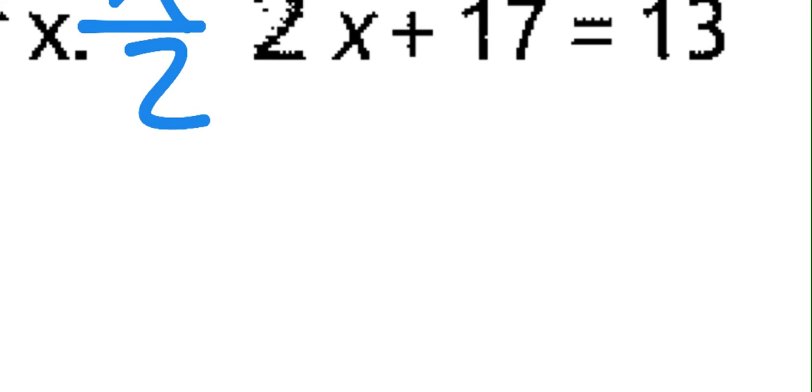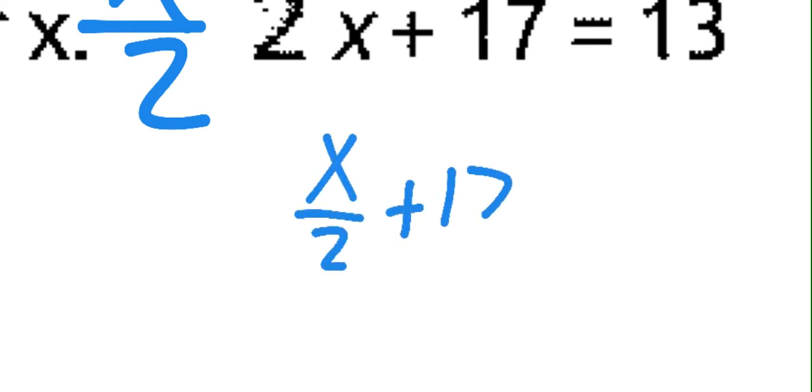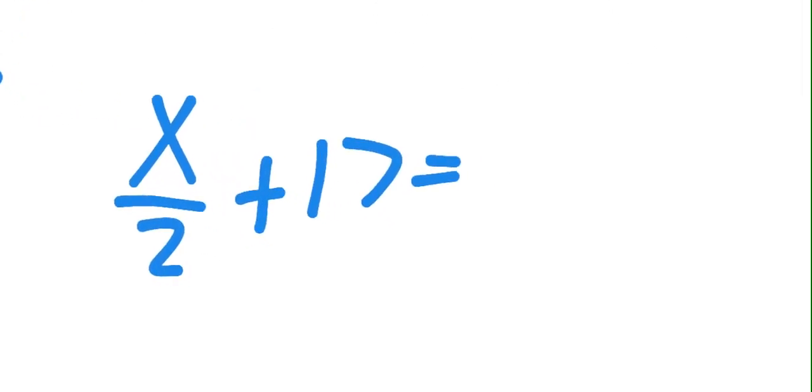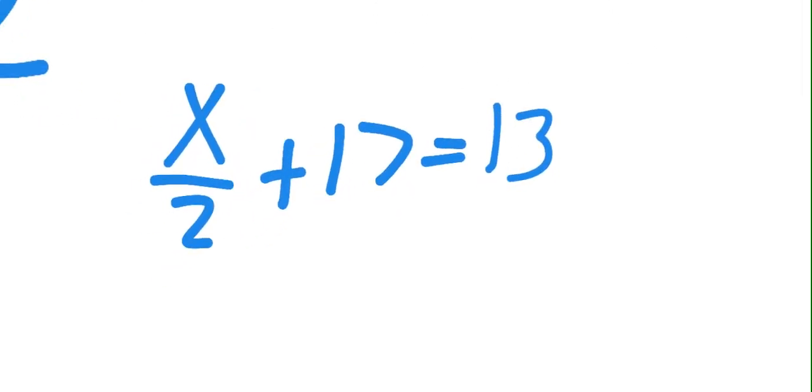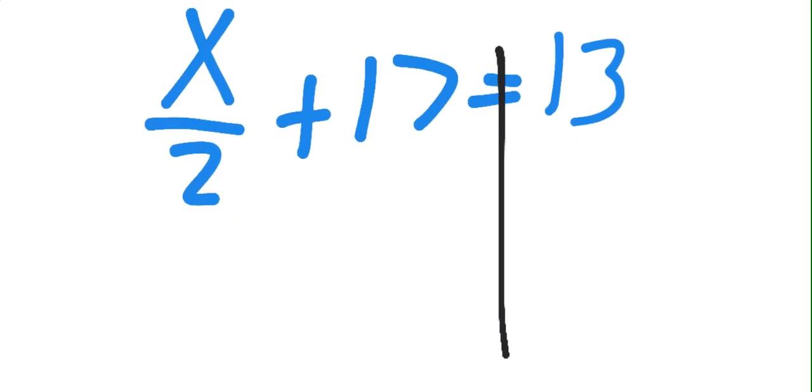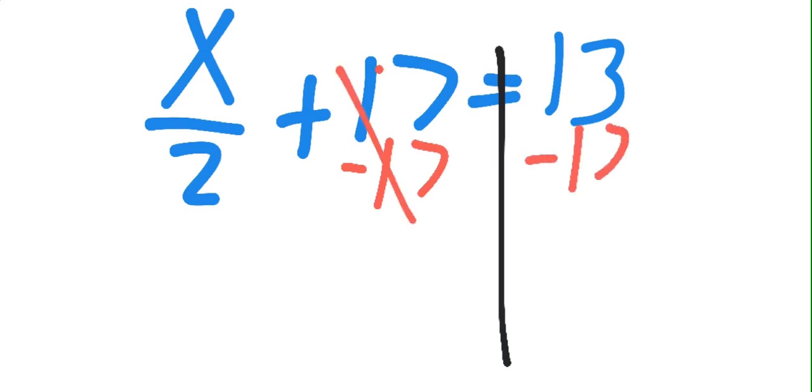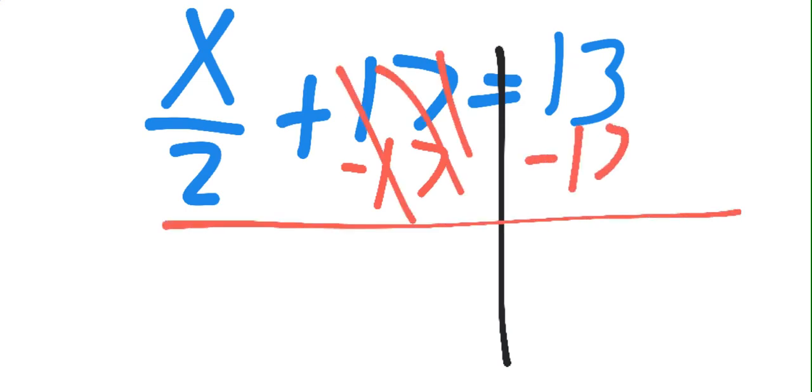We've got x over 2 plus 17 equals, was that 13 right there? Yep. I'm going to draw my line down the middle. I've got to get rid of that 17, so I'm going to subtract 17 on both sides. These two cancel out, and I'm done with it. On the left side, we are left with that x over 2. And 13 minus 17 is going to be negative 4.